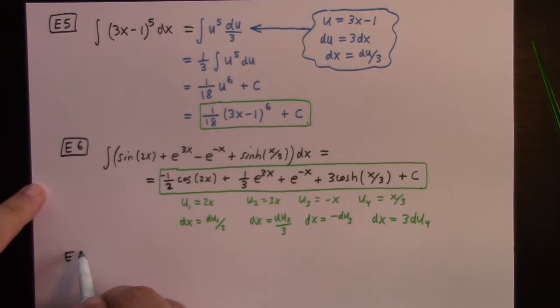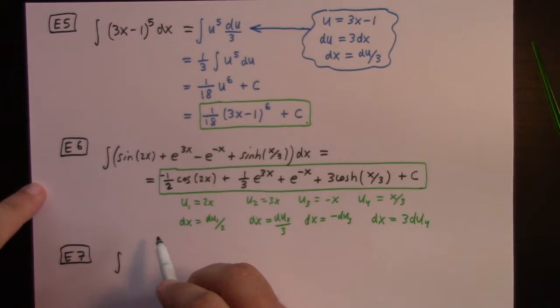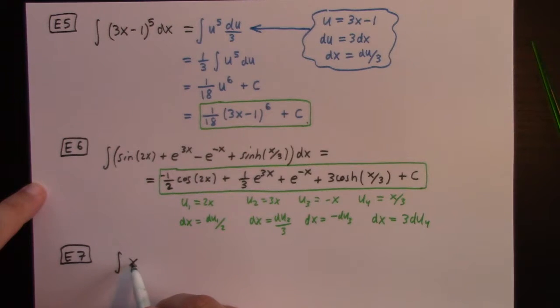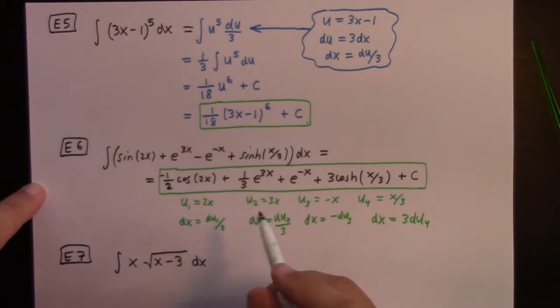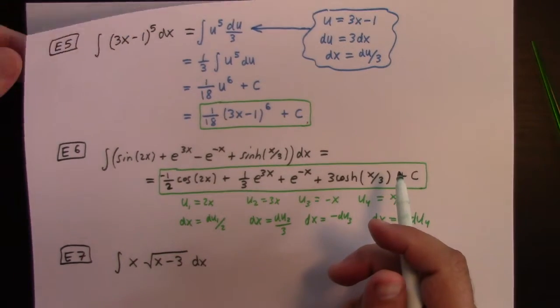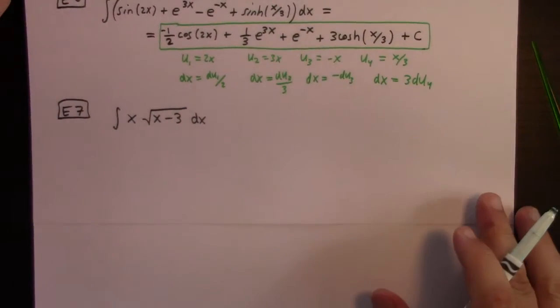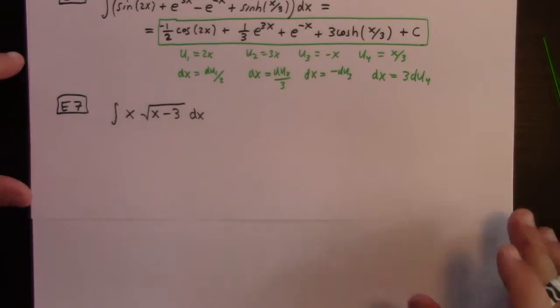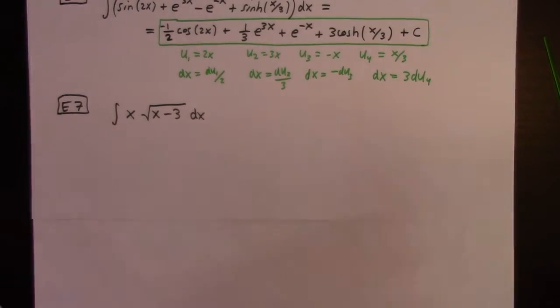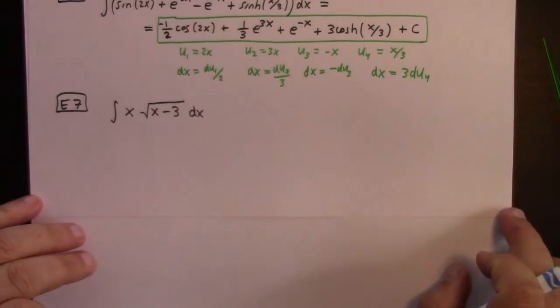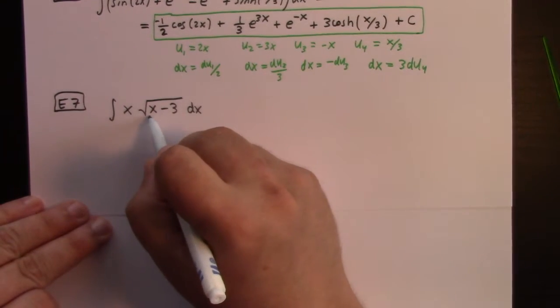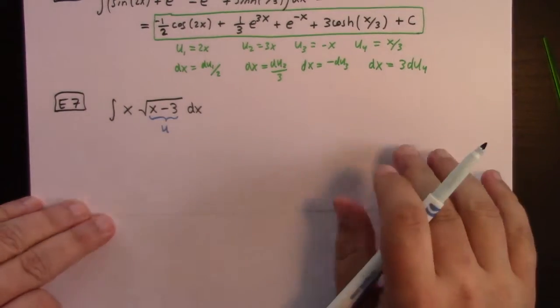Example 7. If I was going to integrate, how about x times the square root of x minus 3 dx. So again, there's a square root. To make square roots manageable, we like to make the thing inside the square root the u, at this point at least. There will come a time when that's not quite the truth, but for now that's a good choice for u.